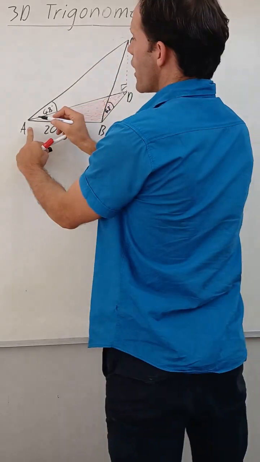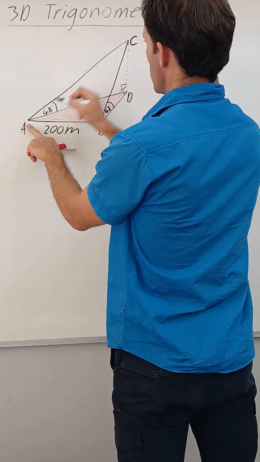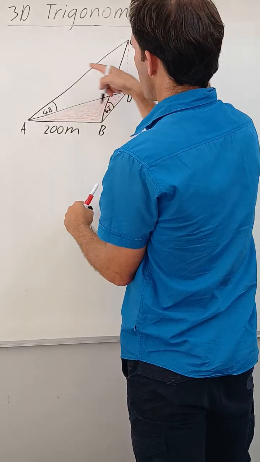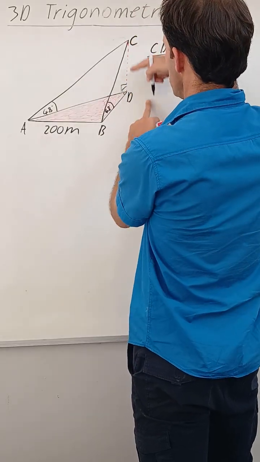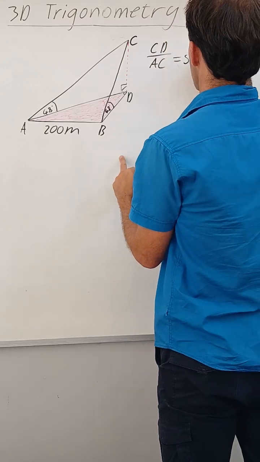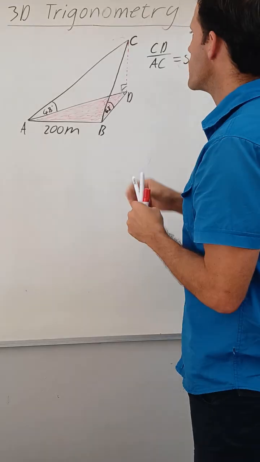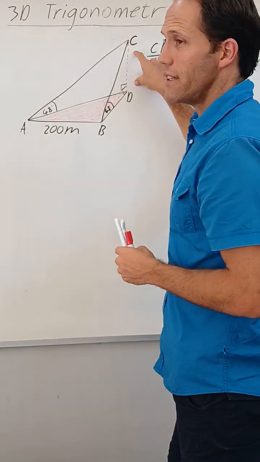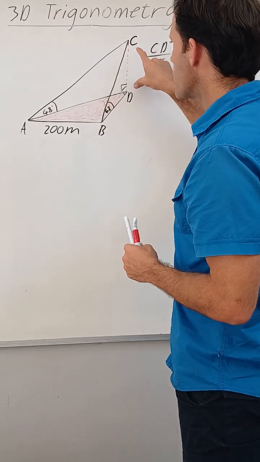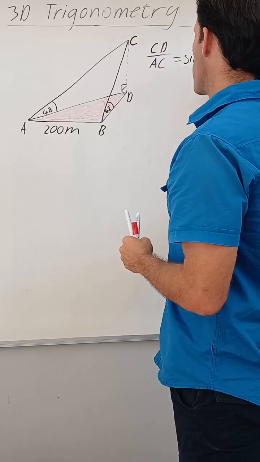And then if I only focus on triangle ADC, I can say, if I look at the angle 48, opposite over hypotenuse is CD over AC. Opposite over hypotenuse is sine 48. Okay, so that's our first step, because we need to find CD. We want the height from D to C. So to find CD, start by saying CD over AC is equal to sine 48.